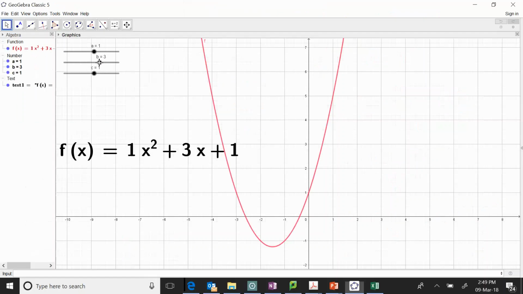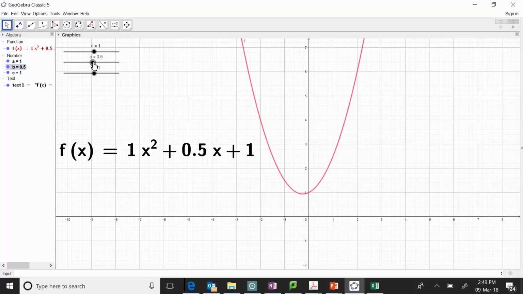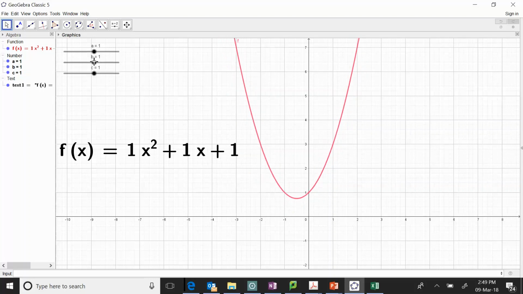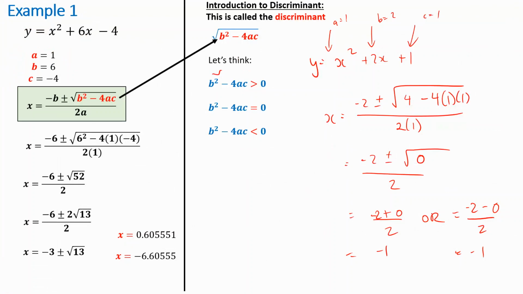So watch. I'll try 1, and let's have a look. So b becomes 1, and look at that. At 1, see if it makes sense. It has no x-axis intercepts. You see, you didn't have to sketch it to see it. You can just analyze the formula, and the formula was just b squared minus 4ac.